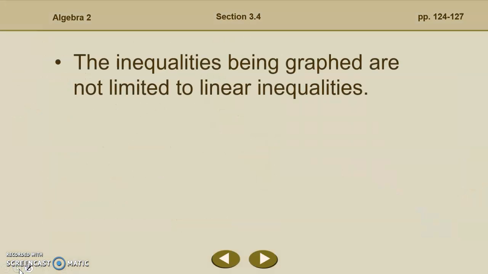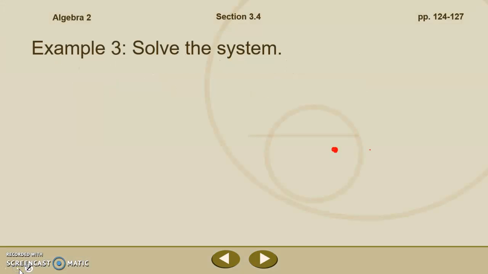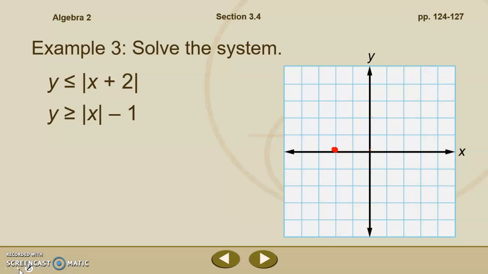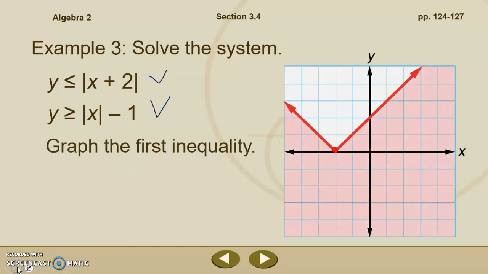All right, the inequalities being graphed are not limited to linear inequalities. So let's take a look at this one. We have y is less than or equal to the absolute value of x plus 2, and y is greater than or equal to the absolute value of x minus 1. Remember, absolute value functions are going to be in the shape of a v, so we should end up with two v's here. Let's graph our first inequality.